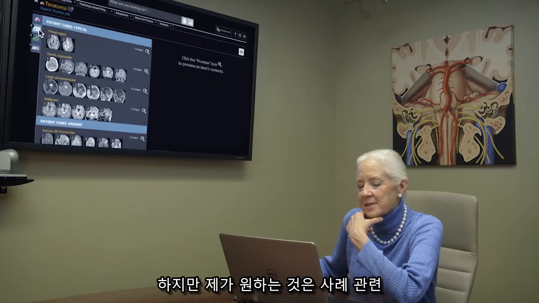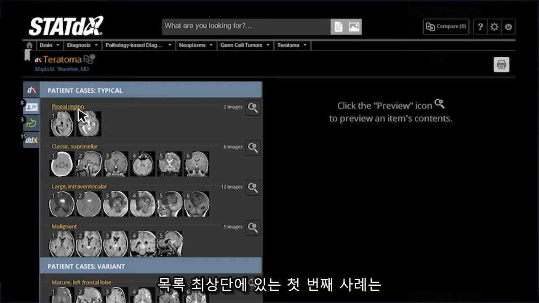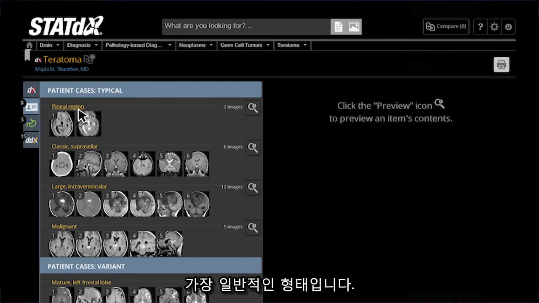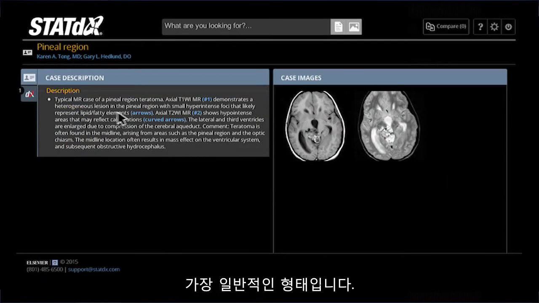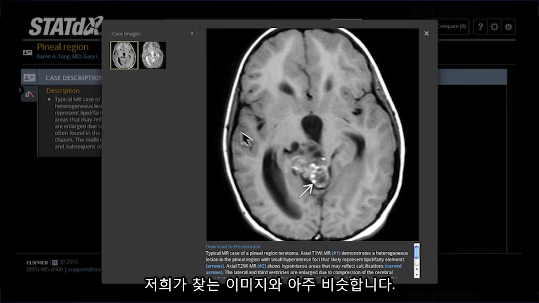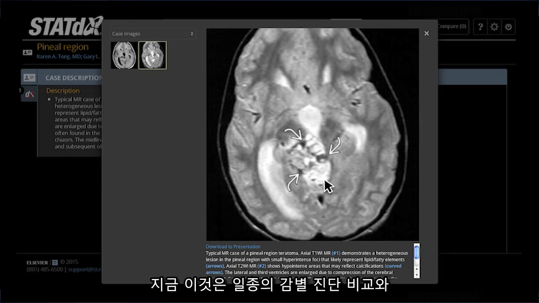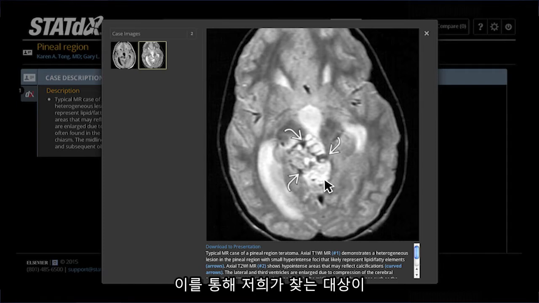But what I might want to see is our case spectrum. And we've got 8 cases. The first one, the most common appearance, is the one that's right on the top. And here we see 2 images. That looks very much like what we were looking at. And here's another one. Looks very much like what we're looking at. So now I think that it's likely, comparing these differential diagnoses, that what we're looking at is a pineal teratoma.